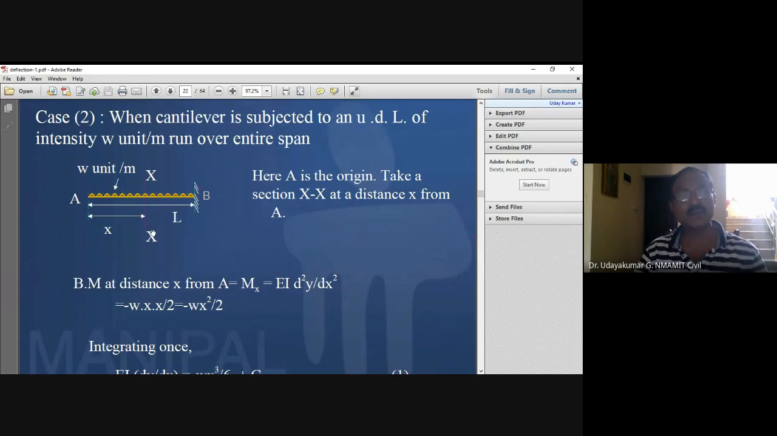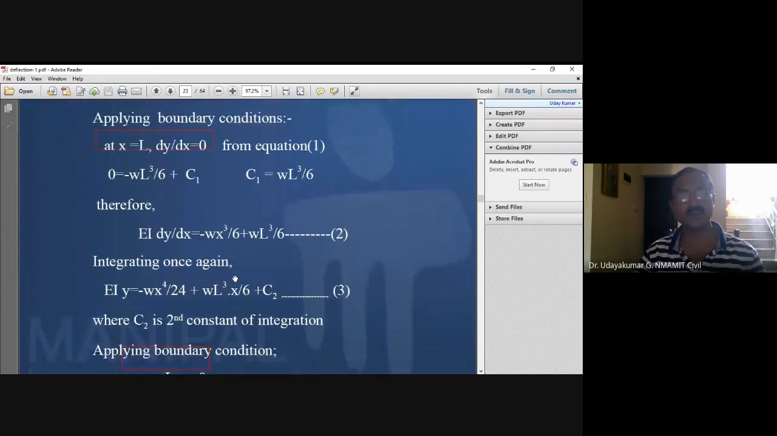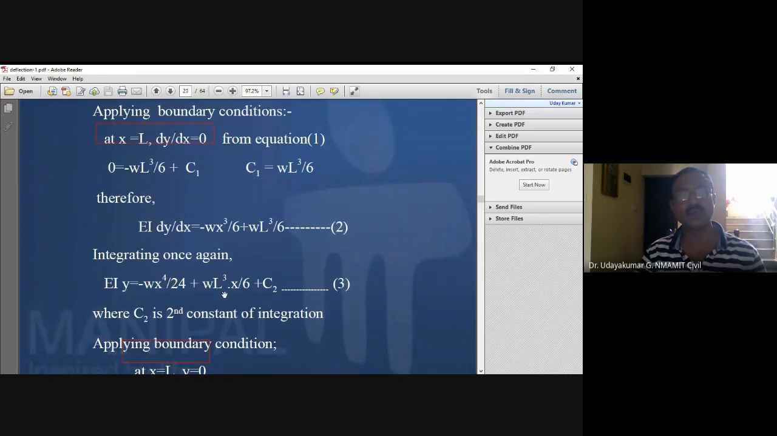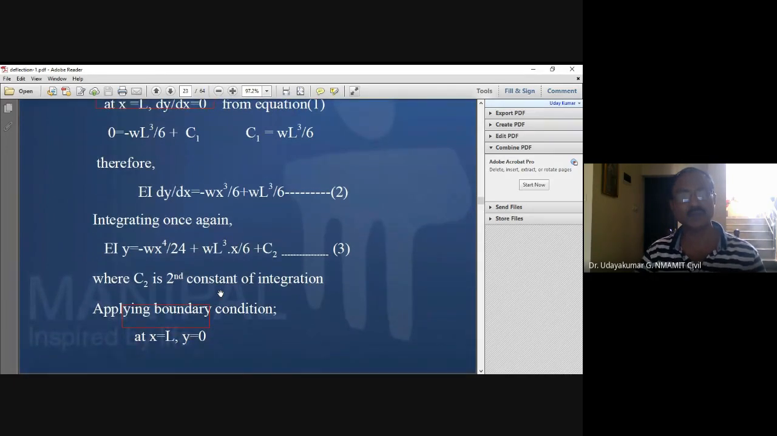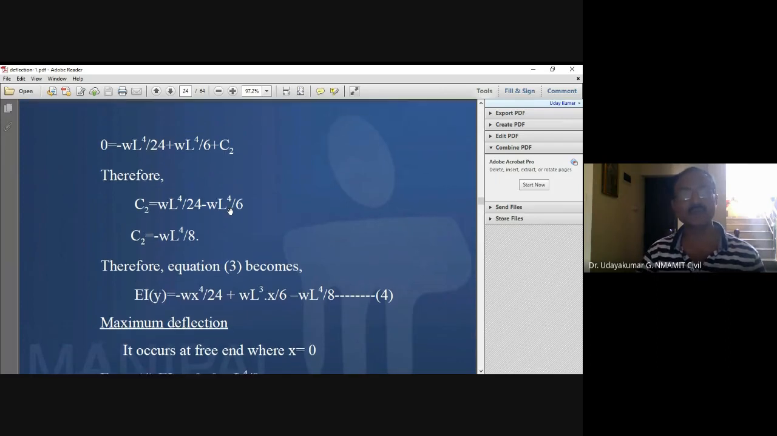For UDL, in a similar fashion, you find out the bending moment at section x, which is omega x into x by 2. So minus omega x squared by 2 at the section x is EI d squared y by dx square, and similar to the previous one, get C1 and C2. So you will get the equation at x equal to L, y equal to 0, and at x equal to L, dy by dx is 0. Once again, C2 is minus WL to the power 4 by 8, and C1 is WL cubed by 6.